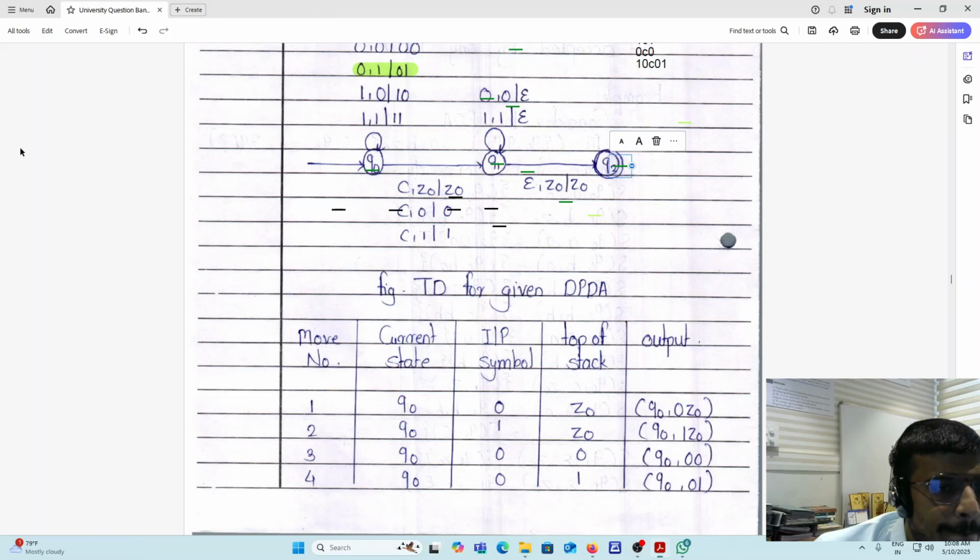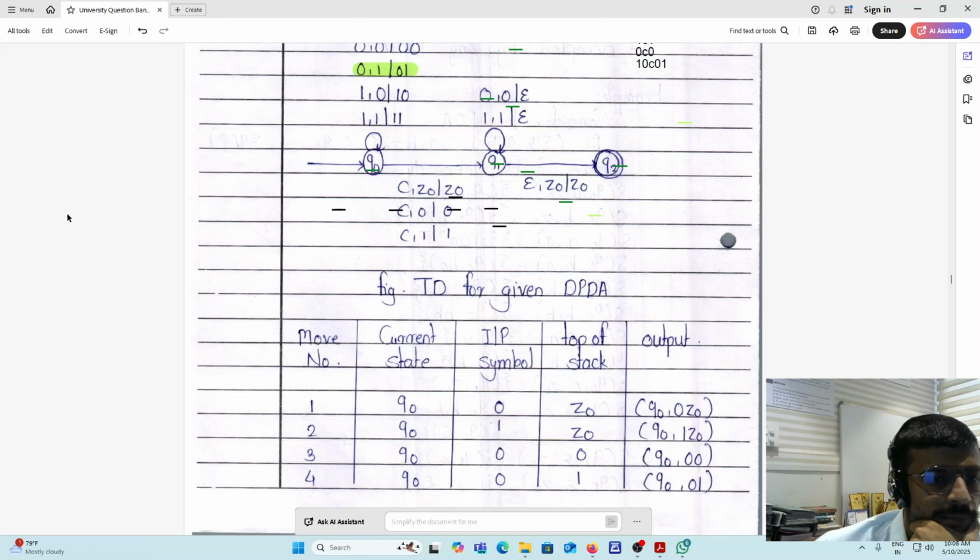So just wait for a moment, I have missed that particular setting. I have to highlight that one. Highlight it again.